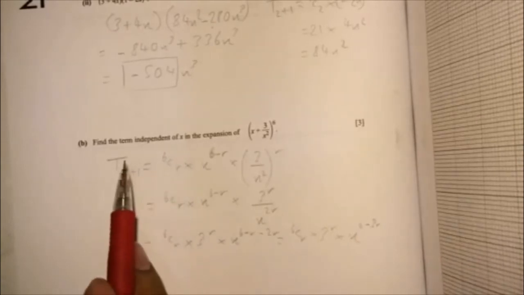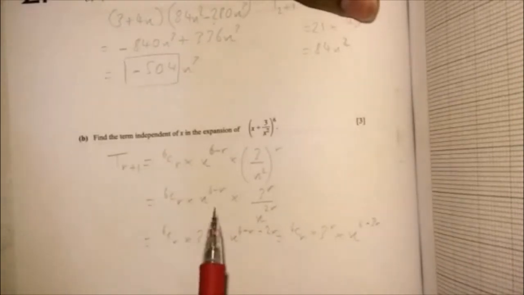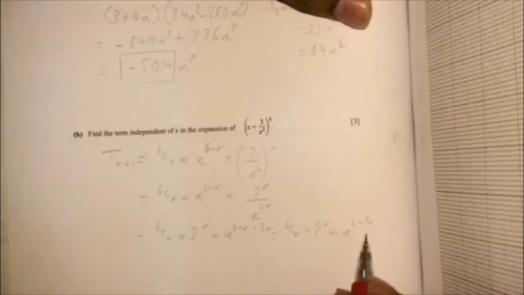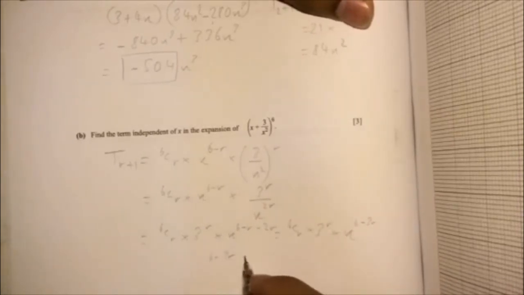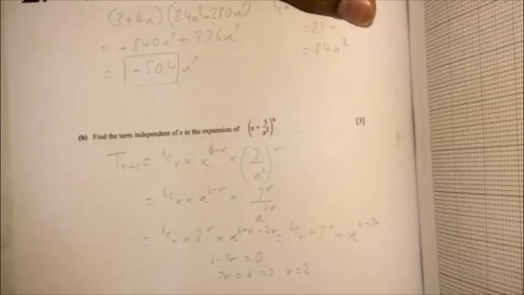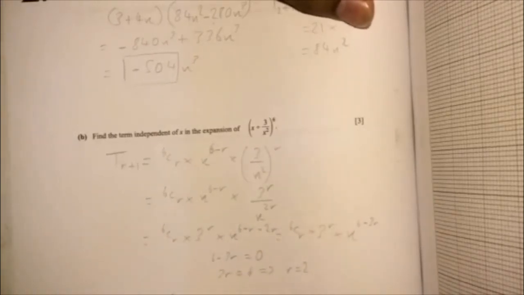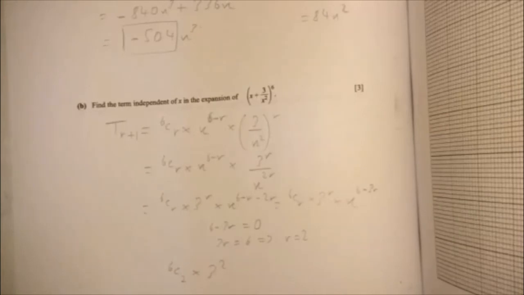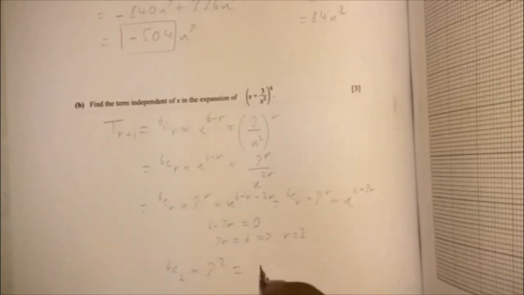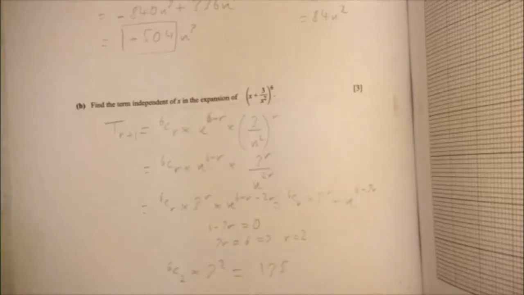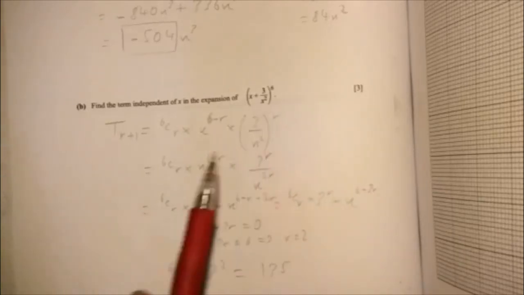Now we want the term independent of x. That means the power of x will be 0. So that means 6 minus 3r should be equal to 0. Now here r would come as 2. So to find the coefficient, we'll use this part, 6C2 into 3 square. 6C2 into 3 square is equal to 135. That is the term independent of x in the expansion of this.